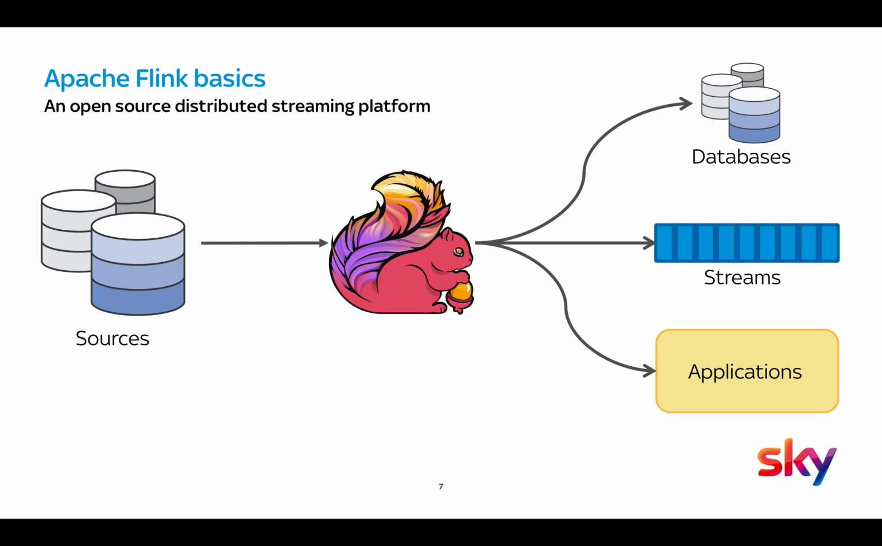Flink is also event time. This is one of the core components of Flink. So Flink provides 3 different ways of handling time in the events that your application will be consuming. So event time means the time in which the event was generated.